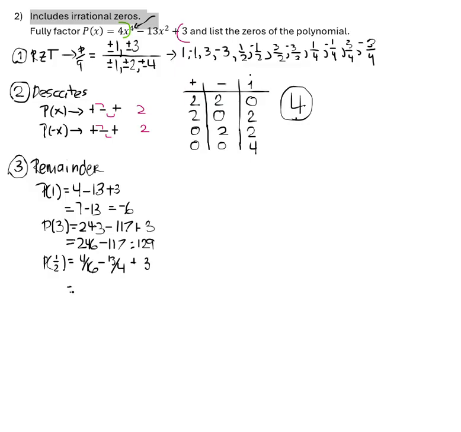Collecting my positives, that's going to be 52/16 minus 13/4. 13/4 is 52/16, or if you'd rather, 52/16 will reduce to be 13/4. So this is indeed 0. And I found a positive one. So 1/2 is a positive 0.